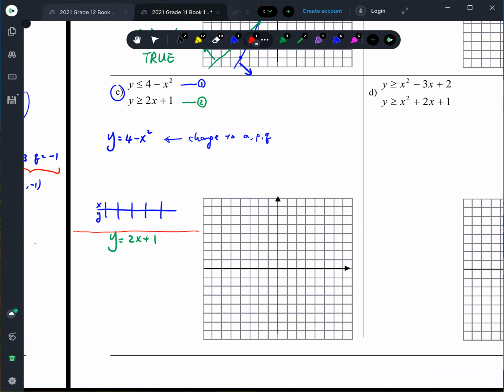Okay, so please draw the parabola and the straight line. Once you finish both graphs, you can raise your hand. So don't do the testing yet, okay? We'll double check on the graph first.